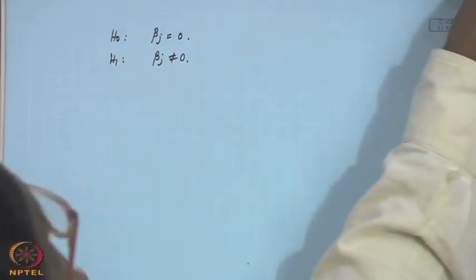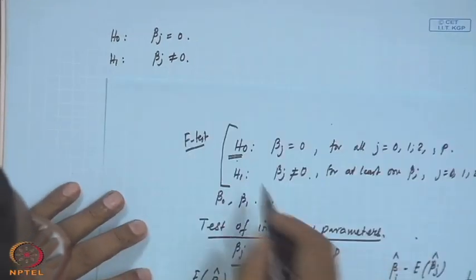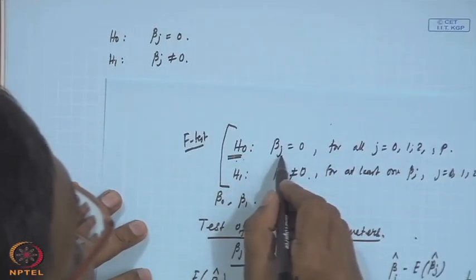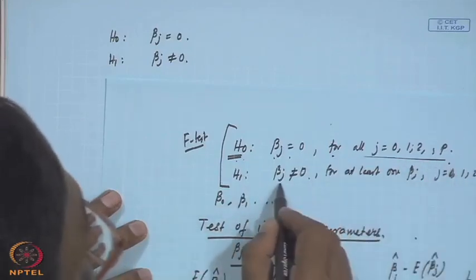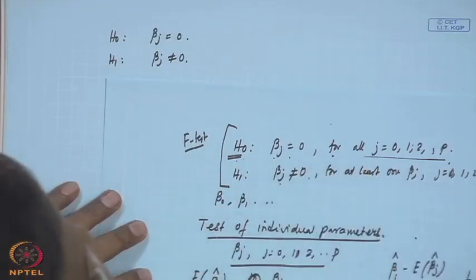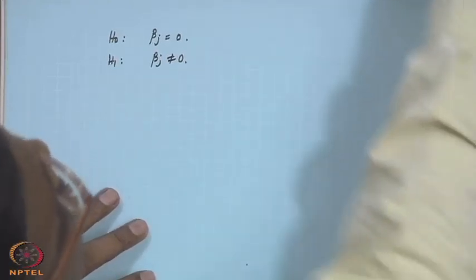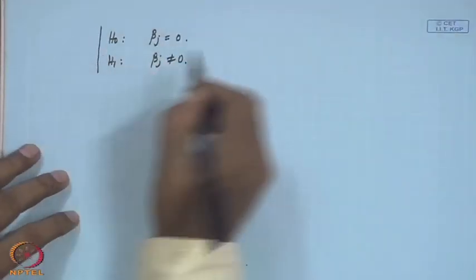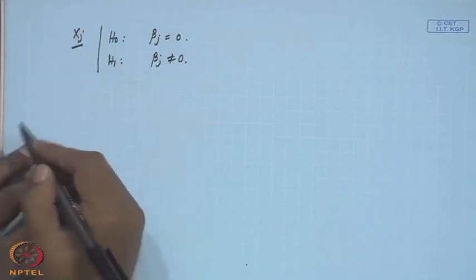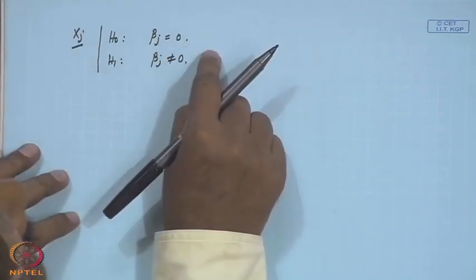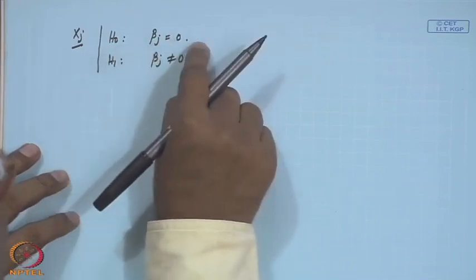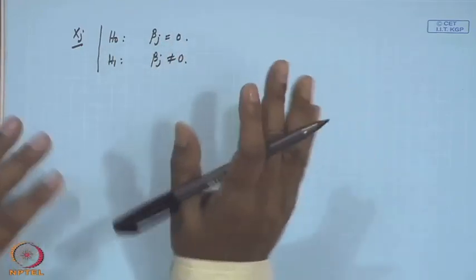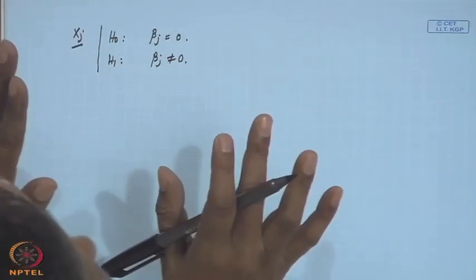What is the difference between this and the F test? There we were saying beta j equal to 0 for all, and the alternative that at least one is not 0. Here you are not testing collectively, you are testing for a particular variable x j, its contribution. The contribution is beta j. So, you are saying H0 beta j equal to 0 and H1 beta j not equal to 0. We are not considering the other variables.